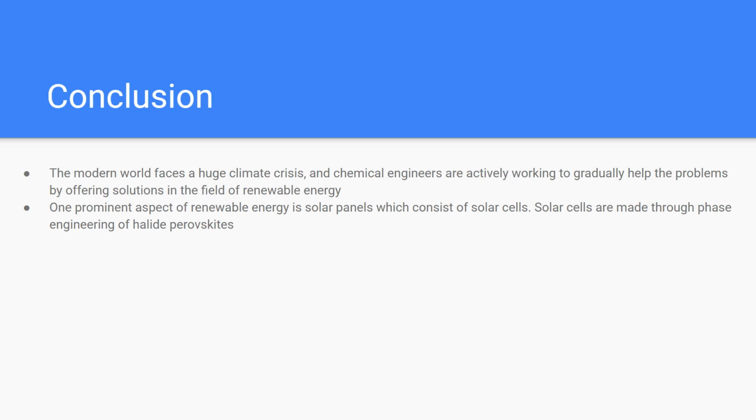And just to conclude, the modern world faces a huge climate crisis, and chemical engineers are helping this issue by offering solutions in the field of renewable energy. And one of the more prominent aspects is solar panels, and phase engineering of halide perovskites allows for the making of this.